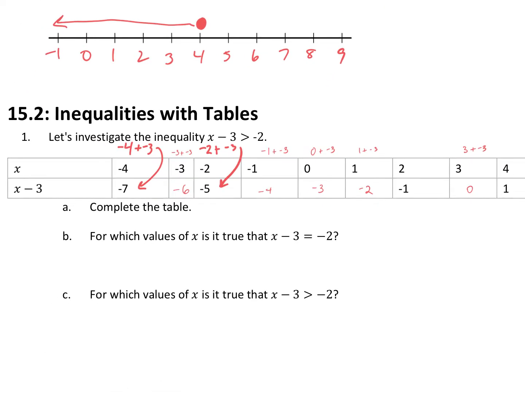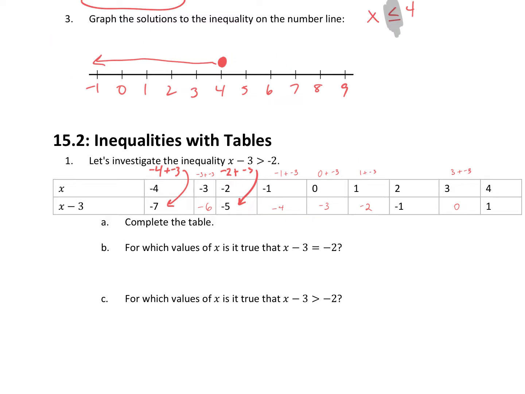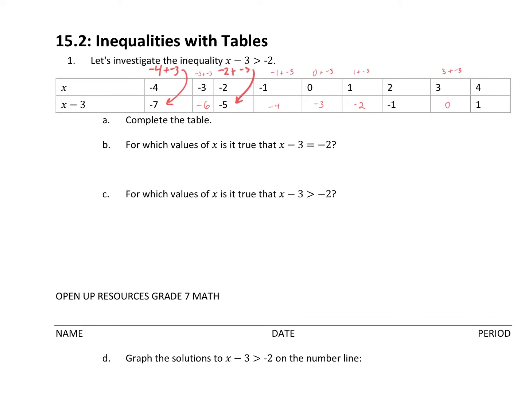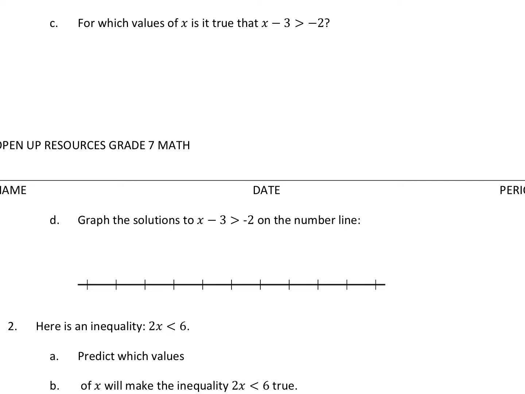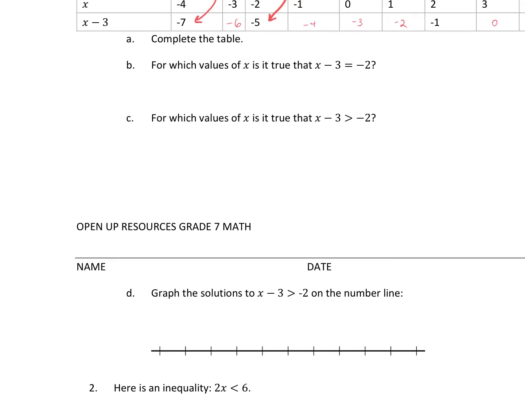The next question says, for which values of x is it true that x minus 3 is equal to negative 2? And C says, for which values of x is it true that x minus 3 is greater than negative 2? And then finally, graph the inequality on the number line. So go ahead, pause the video, answer those 3 questions, and restart it.